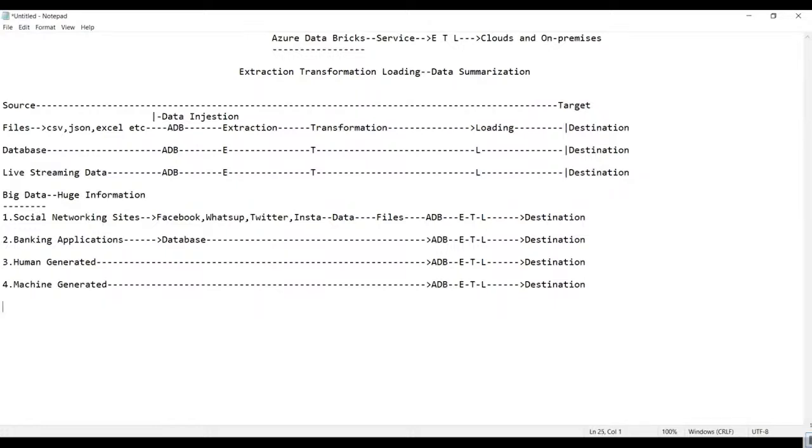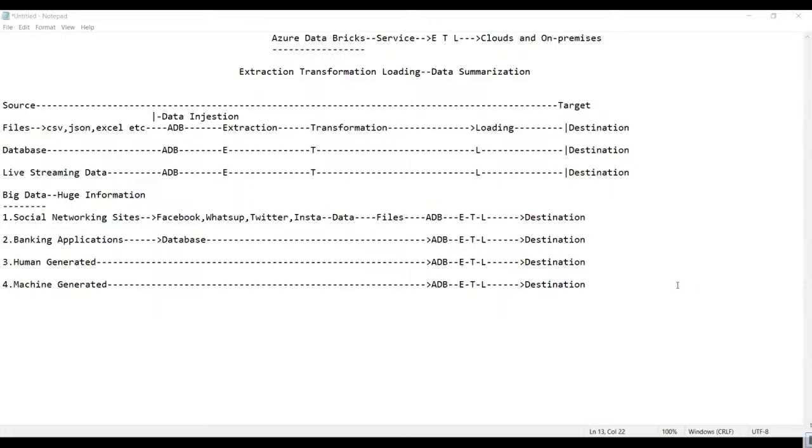Now, guys, these are the various sources of getting big data: social networking sites, banking applications, human generated data, machine generated data. Live streaming data is just like the stock market data. More simply, in a cricket match, which we all must be watching, you have the live score. That is called live streaming data. We can capture even the live streaming data and perform the job here.